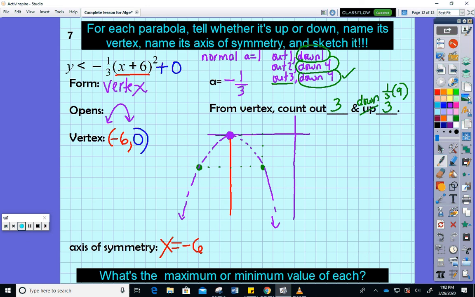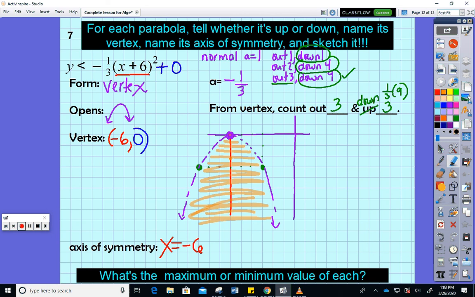So there's my parabola. And so now I've got to figure out where do I shade. And when I'm looking at this, I'm seeing less than means below. So I go to the vertex, I go below the vertex, and again, this time below also puts me inside the parabola. So that means shade the entire inside of the parabola.